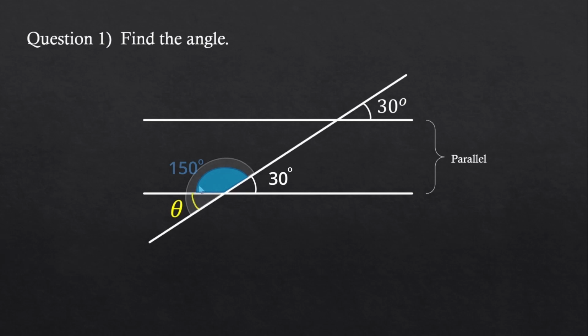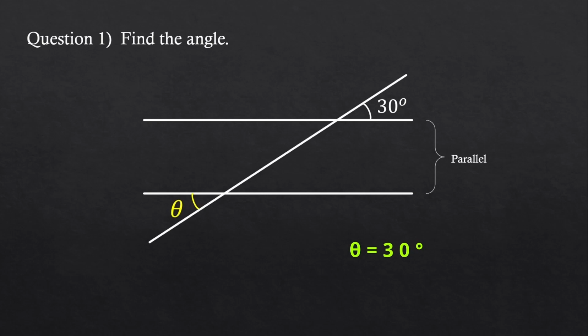Now, look at this angle. What is this angle? Again, it's just a straight line, so 180 degrees. But this part was 150 degrees, right? So what should be this yellow part? 30 degrees. And indeed, this angle was the same one as the opposite side angle. So this is mathematically correct. The angle theta is 30 degrees.